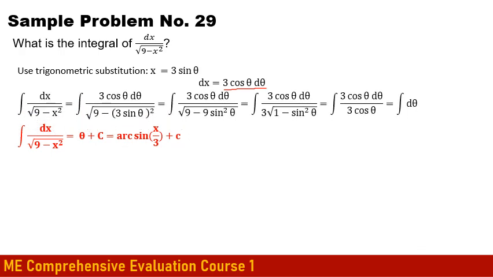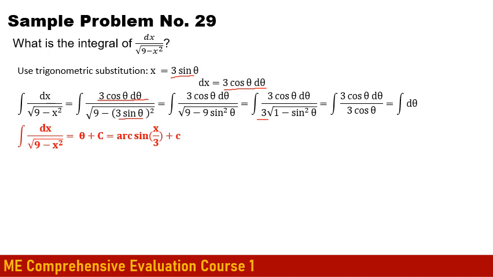So we can replace the value of x here with 3 sine theta, and dx is equal to 3 cosine theta d theta. Simplifying, we will have this one. So 3 squared is 9 sine squared theta. And then we can take out the square root of 9. That's why we have 3 here, and cancel out that 3.